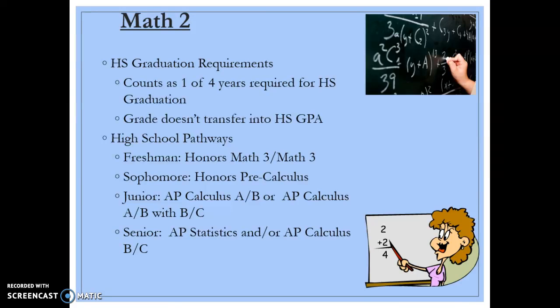So you can take AB and BC at the same time. If you want to take it all at once, you just have it every day. If you just take AB by itself, it's an every other day class, and then BC would be an every other day class. And you can take stats with either one of those classes. So there's a lot of options that you can talk to your student's counselor about next year.